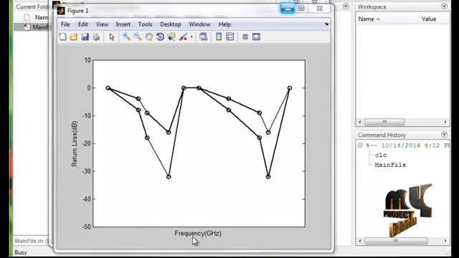In this figure 1 graph, the frequency is denoted in 10 power 9, and this is the return loss. Return loss is displayed in dB, that is decibel. So 0, minus 10, minus 20, up to minus 50. These are the return loss in dB. The frequency range is 1 up to 4. So these are the frequency ranges.